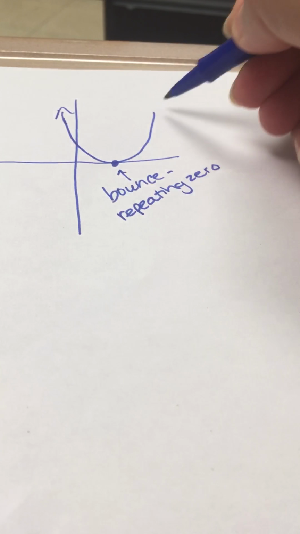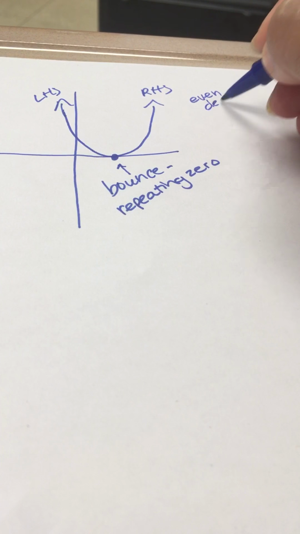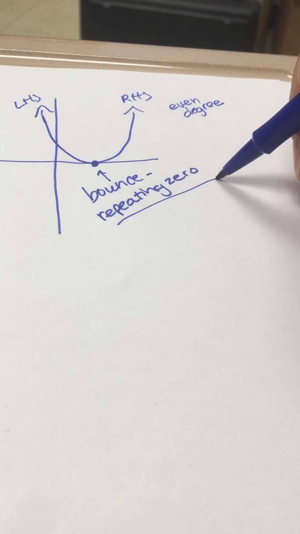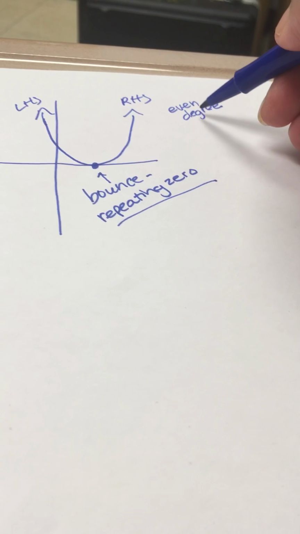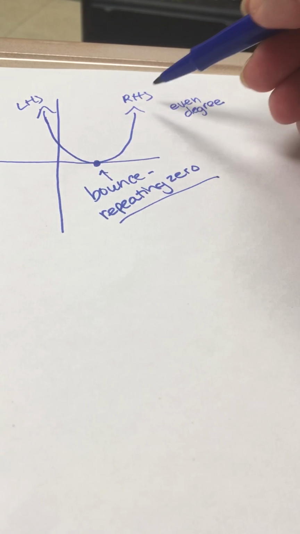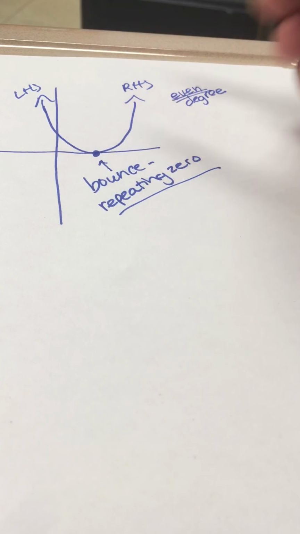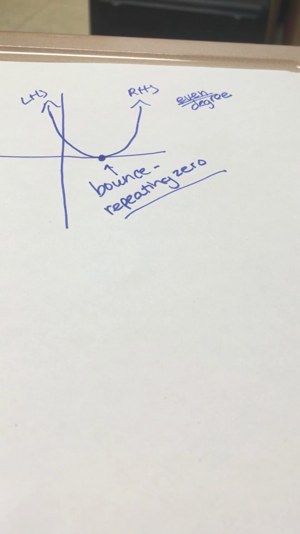And it doesn't matter, as we talked about yesterday, with the left-hand side or the right-hand side, that when they both go up, this is an even degree, and it has a repeating zero. So the number of zeros, whether they're real or imaginary, should total up to your degree. And knowing that this degree is even, we can determine if it's a 2, a 4, and that sort of stuff.